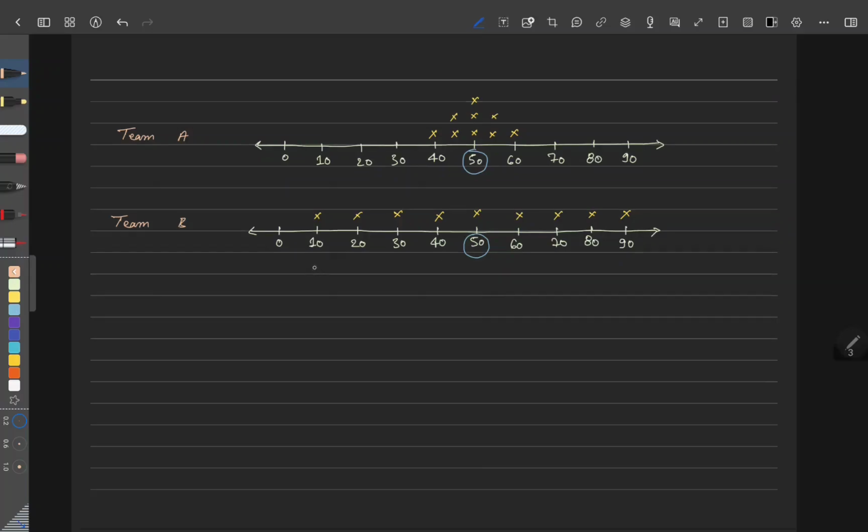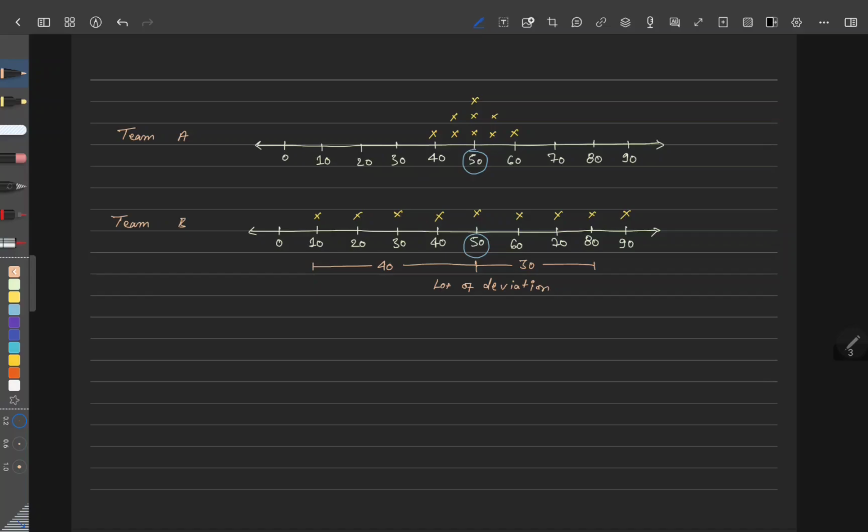For example, if you see this data point, which is 10-minute mark, is 40 far away from 50, which is the mean, right? Similarly, if you see this 80 minutes mark, this is 30 far away from the mean value, which is 50. And you can clearly see that this is a lot of deviation. It deviates a lot from the mean. Okay, a lot of, sorry, I should write deviation instead of deviates.